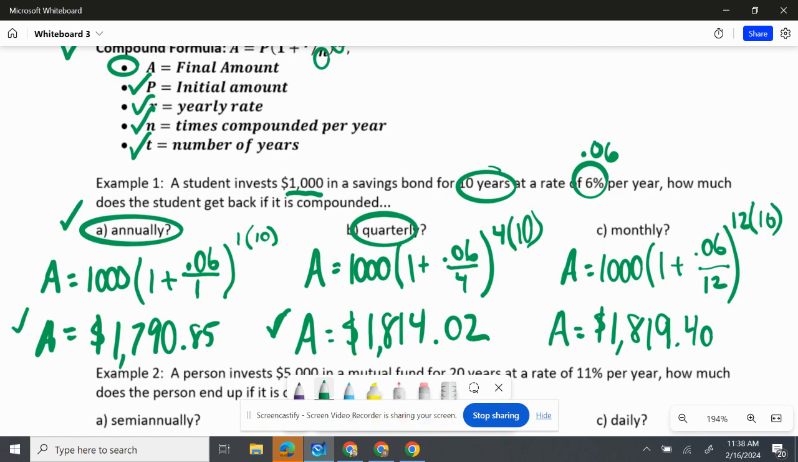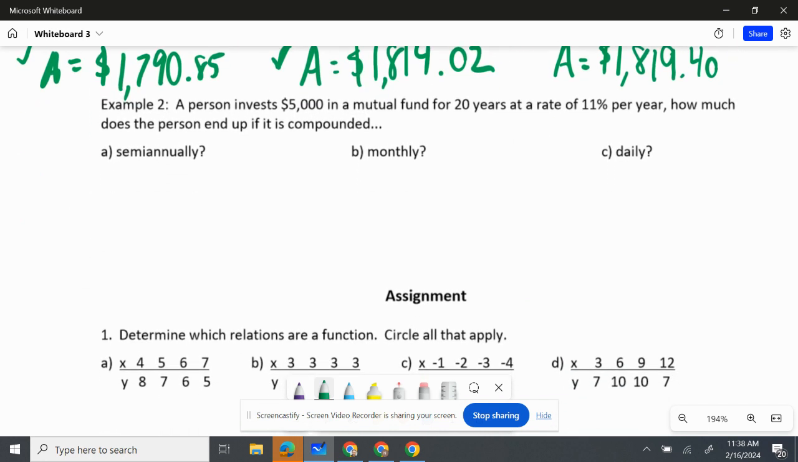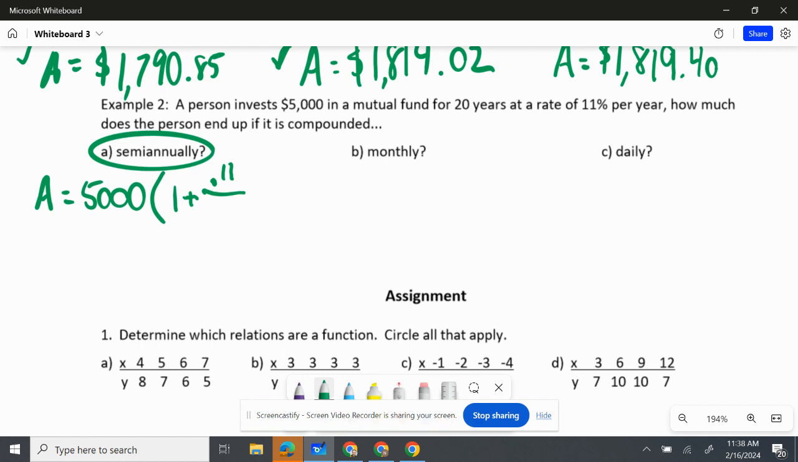So what we're going to do is look at another example. In this case, what we have is $5,000, so A equals 5,000. And we have 1 plus, this time the rate is 11%, so a much nicer rate than 6%. We have it compounding semi-annually. That means twice a year, so every 6 months it's compounded. And then we raise it to the 2 times 20.